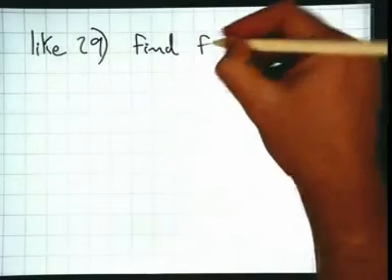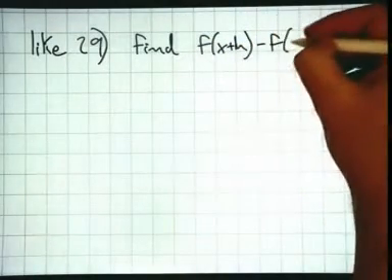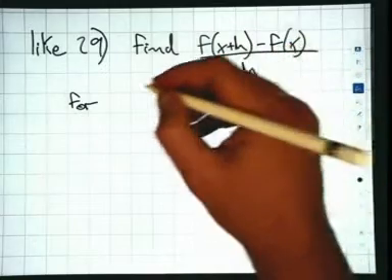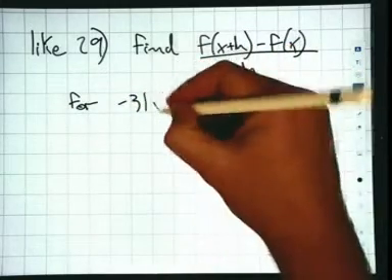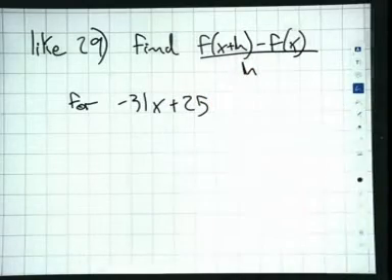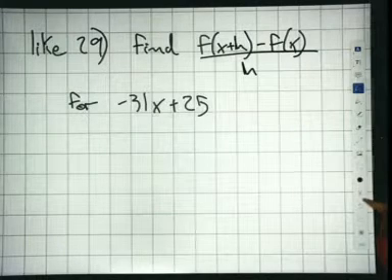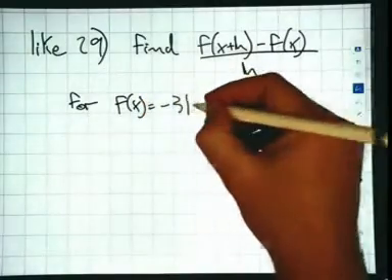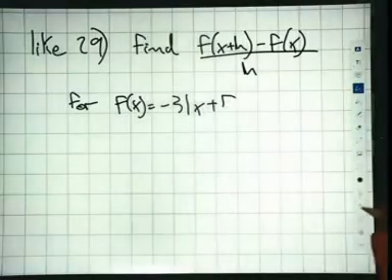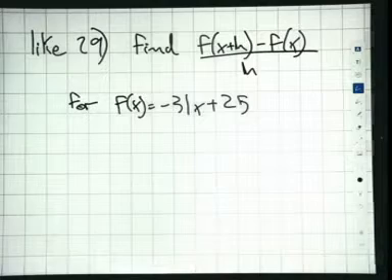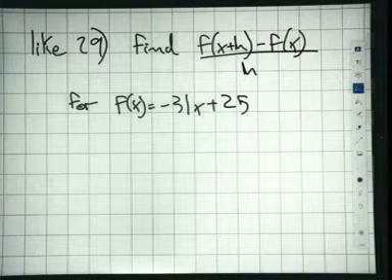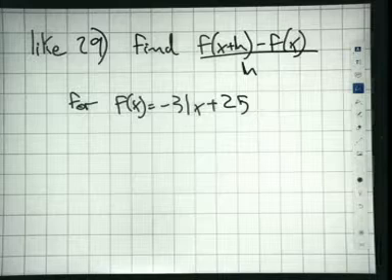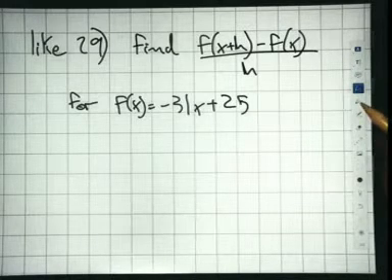Find f of x plus h minus f of x all over h for f of x equals negative 31x plus 25. Let me rewrite that. Now, I've chosen some larger numbers than what you saw in problem number 29, but it's not going to stop us from doing this problem.